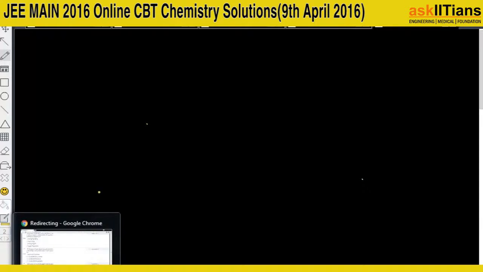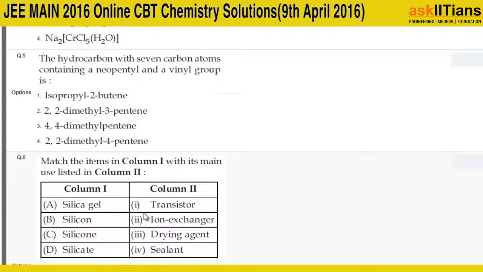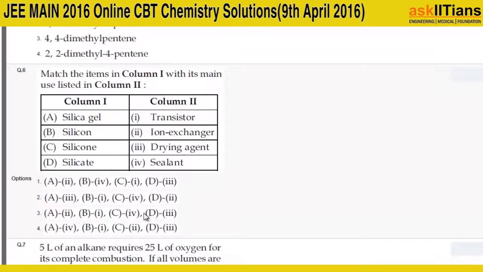So students, now let us come over to question number 6 that has been given to us in the paper. Let me read out the question for you. The question says that you have to match the items in column number 1 with its main use in column number 2. So let me first of all make the table for you.